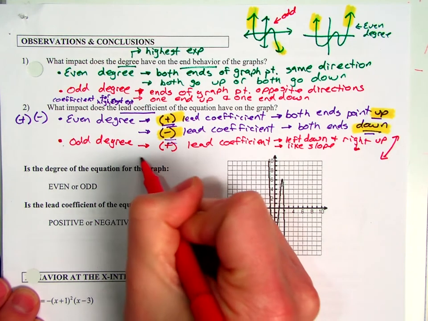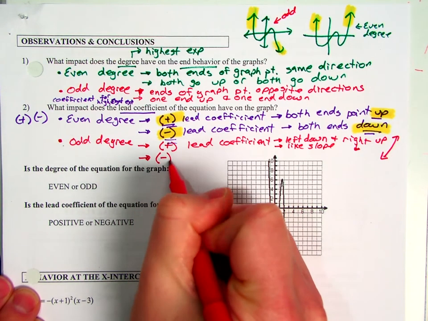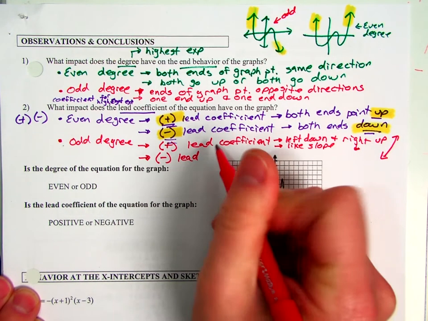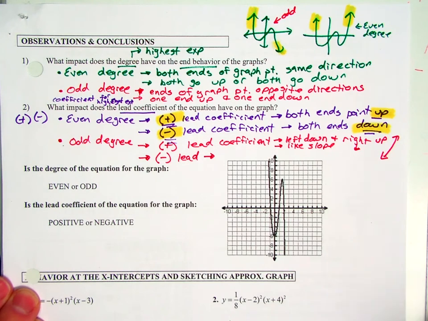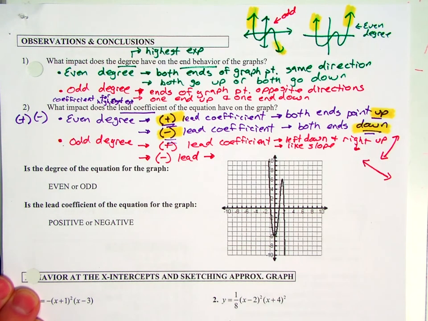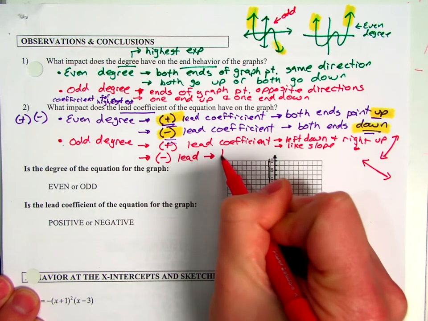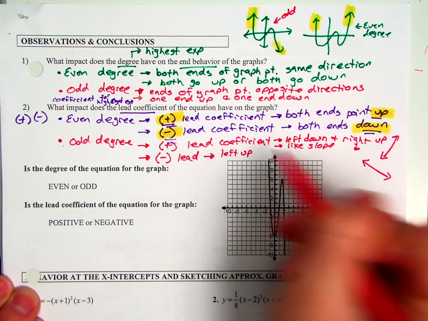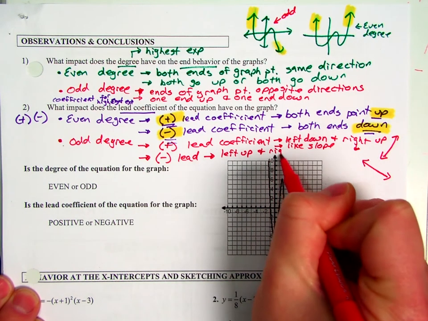If I want my slope to be positive, the left end should be down, the right end should be up. On the other hand, if we have a negative lead coefficient, then basically we want that to be like a negative slope, right? So if I think about a negative slope, it starts high and moves down, so the left end would be up and the right end would be down.